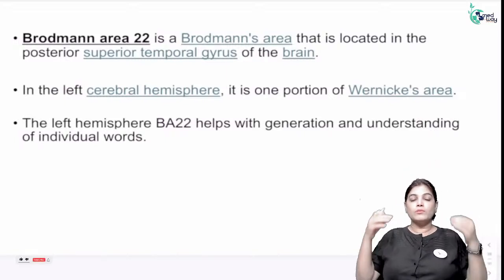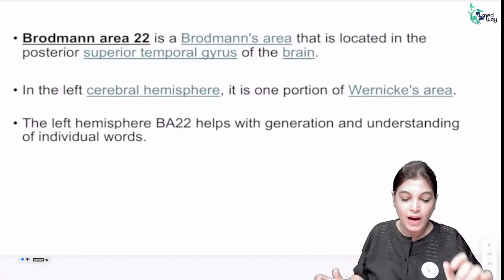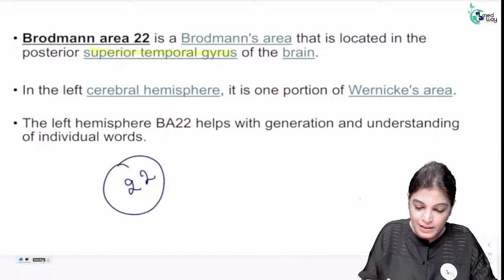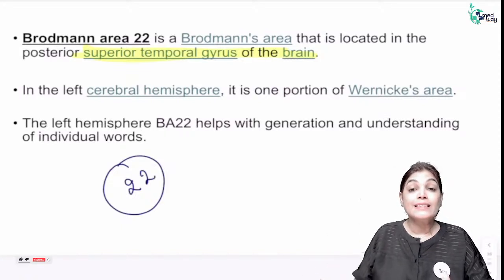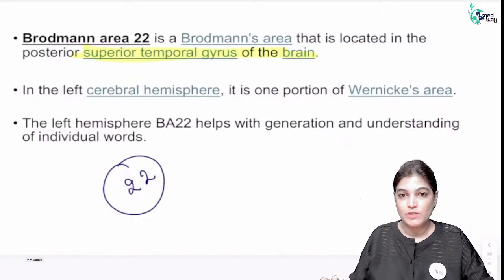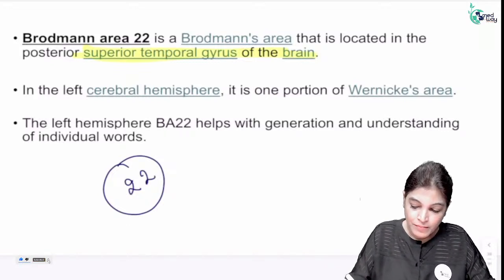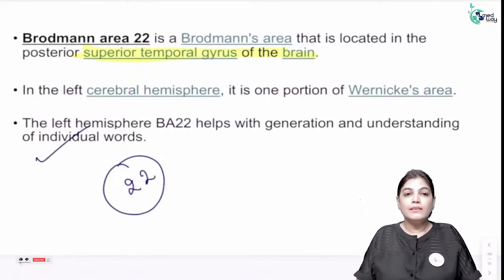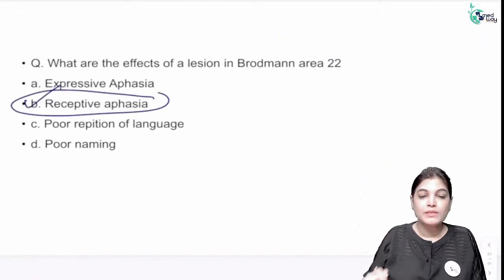Actually, you have to know about the motor speech area and the sensory area, that is Wernicke's area. The question has been asked about Wernicke's area. It is area number 22, and what is the location of this area? This is located in the superior temporal gyrus of the brain, in the left cerebral hemisphere. That means it is located in the dominant hemisphere, and most of us are right-handed, so it will be in the left cerebral hemisphere. It helps in understanding individual words and generation of words. So definitely the resultant loss will be receptive aphasia.